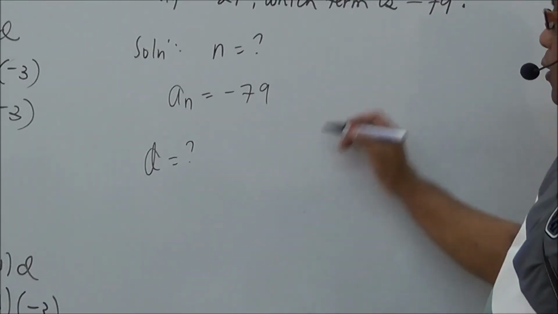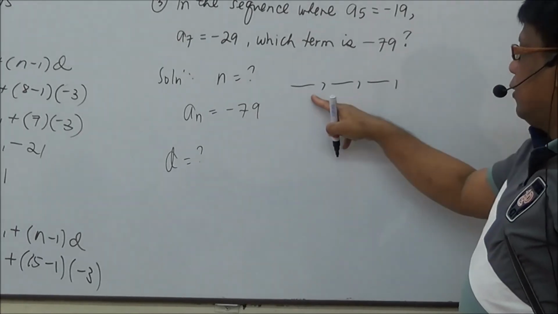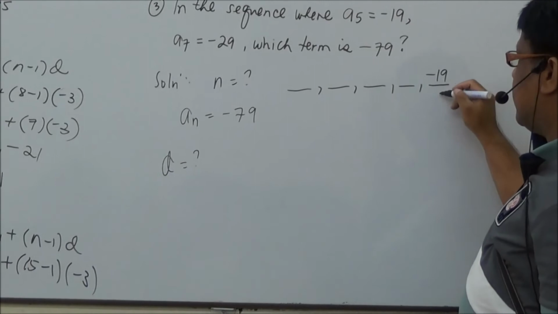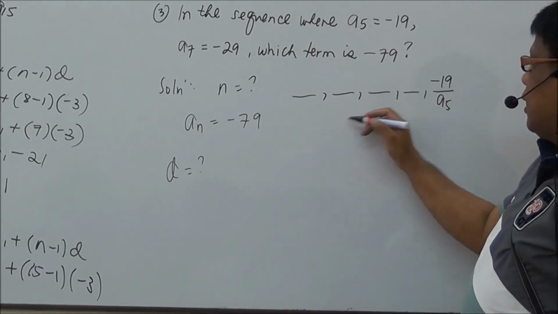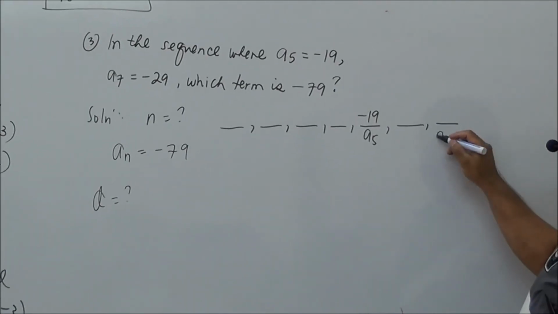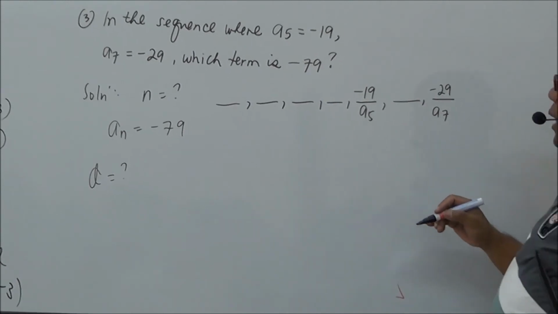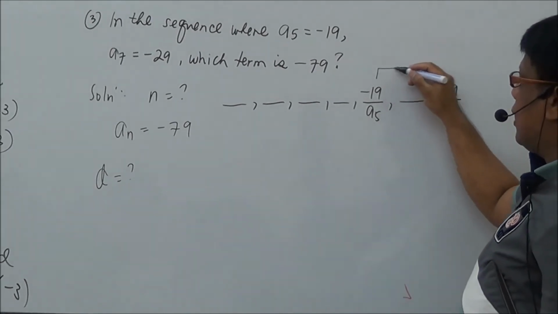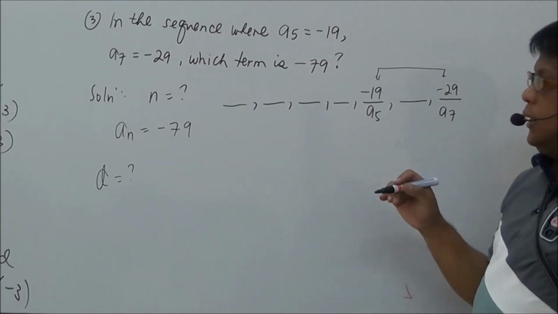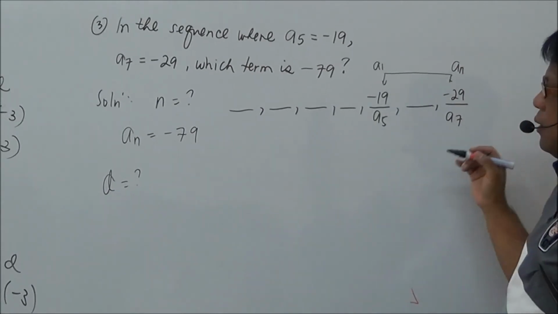Okay? So let us again use this technique here. So this is a1, a2, a3, a4, a5. a5 is negative 19. Then your 7th term is negative 29. Okay? Let us make use of this given sequence to define common difference d. So initially, let us have this as a1. And of course, this will be your an.